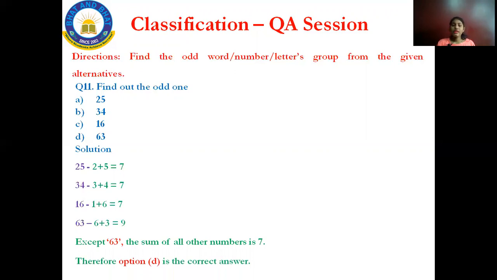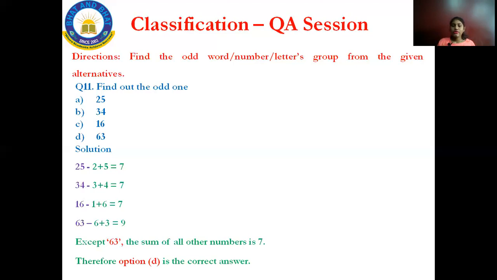See, I'll repeat once. Question number 11, find out the odd one. Your options are 25, 34, 16 and 63. Now what you have to do to find the solution, go with the options. They have given two-digit numbers. Take 25. You have to split those numbers into single digits, that is 2 plus 5. Then add the numbers: 2 plus 5 is 7.